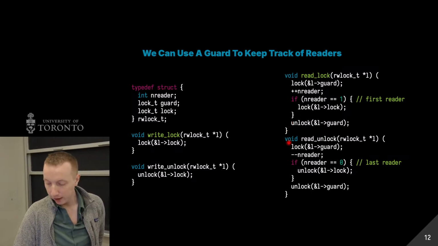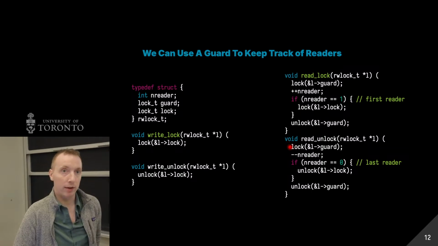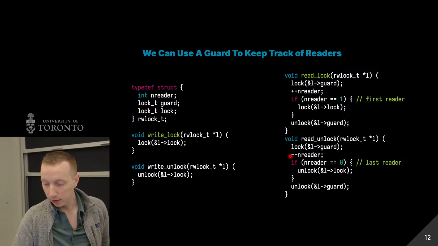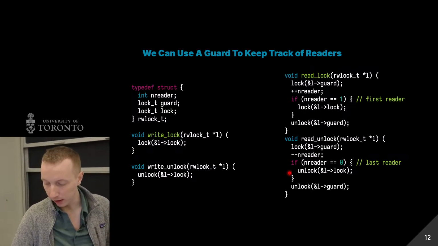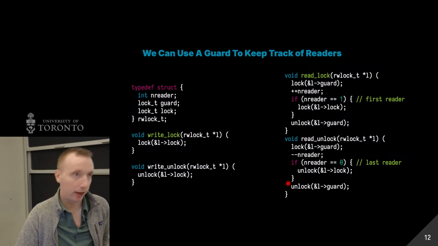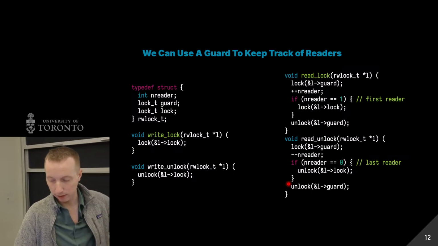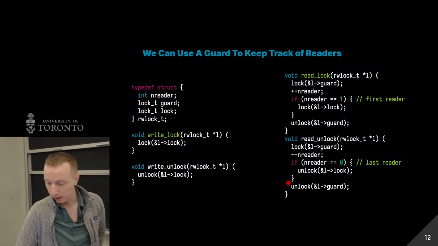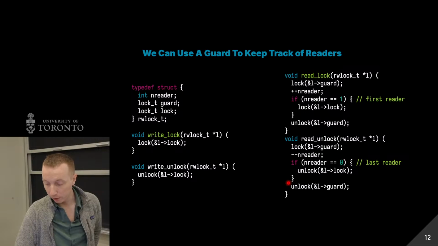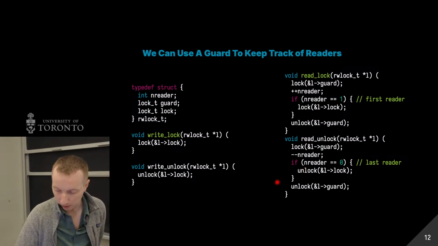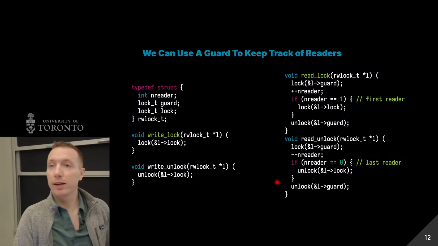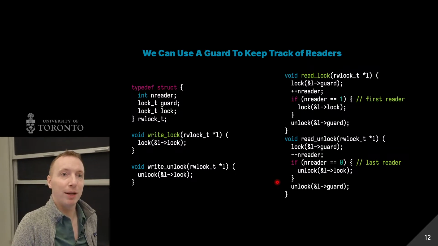And then in the unlock, all I do is lock that guard, decrement the number of readers, and if I'm the last reader, then I unlock that mutex. And then after that, I can unlock that guard because I was just using it to protect any writes or reads to this n readers variable. So, does that look like a good implementation, or is there some type of issue?